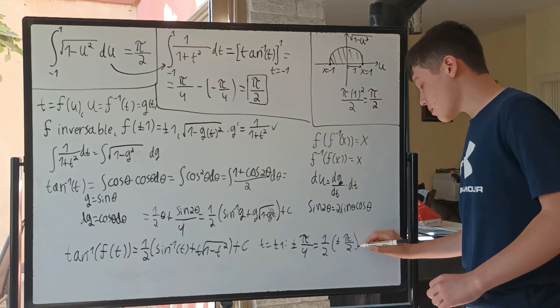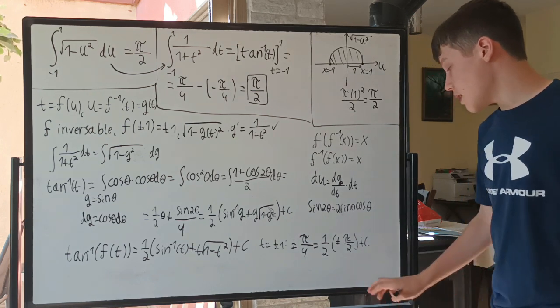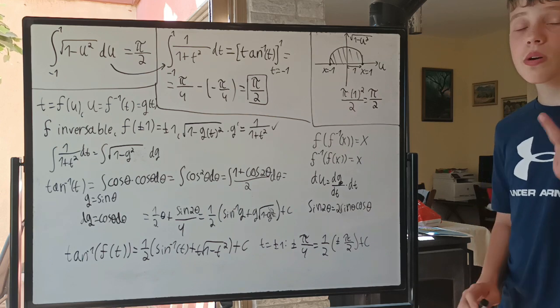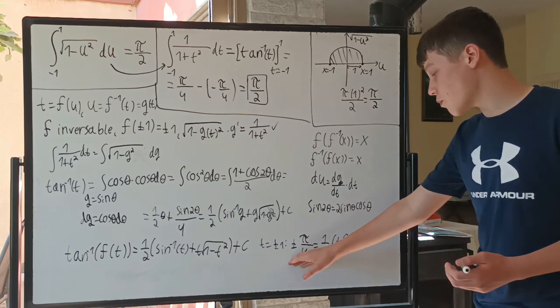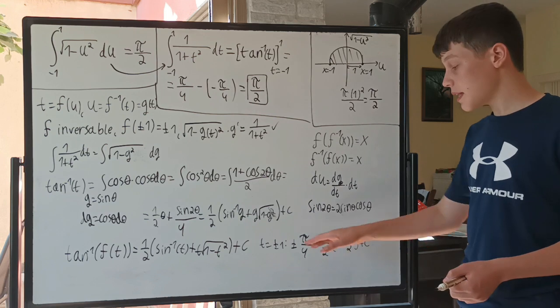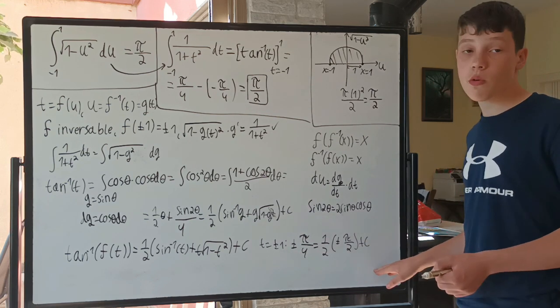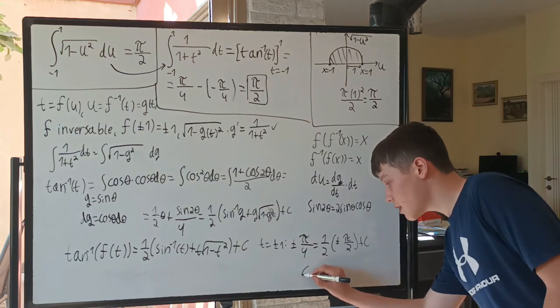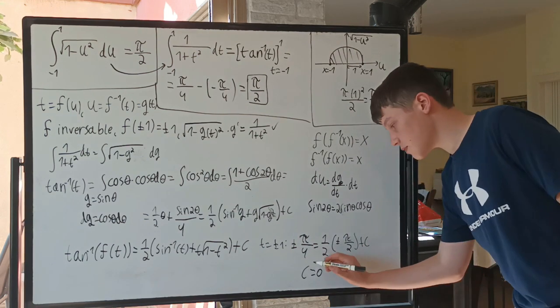Meaning that we can close the brackets here and add c. Now this is plus minus pi over 4. So what we're essentially saying is we want two equations to be satisfied. Pi over 4 equals pi over 4 plus c, and negative pi over 4 equals negative pi over 4 plus c. As you can see, both of these are satisfied if and only if c equals 0.